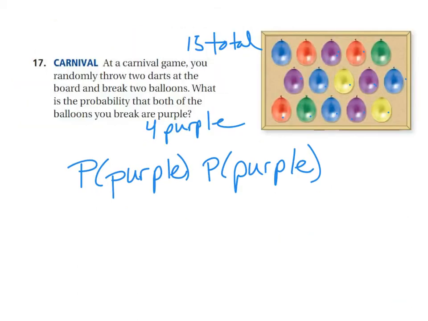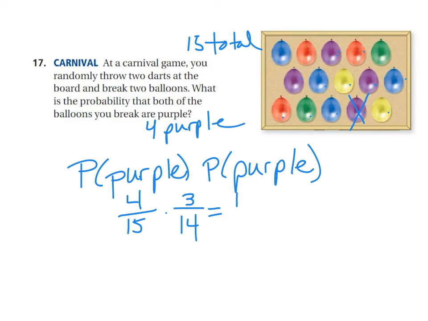All right, in problem number 17, at a carnival game, you randomly throw 2 darts at the board and break 2 balloons. What's the probability that both of the balloons you break are purple? So there are 15 total balloons here, and 4 are purple. So let's say you throw a dart. You have 4 out of 15 chances to get a purple. For this probability to work, and this is dependent probability, if you hit the balloon and it's purple, it's no longer available for you to hit on a second try. So that leaves 3 purple balloons out of 14.